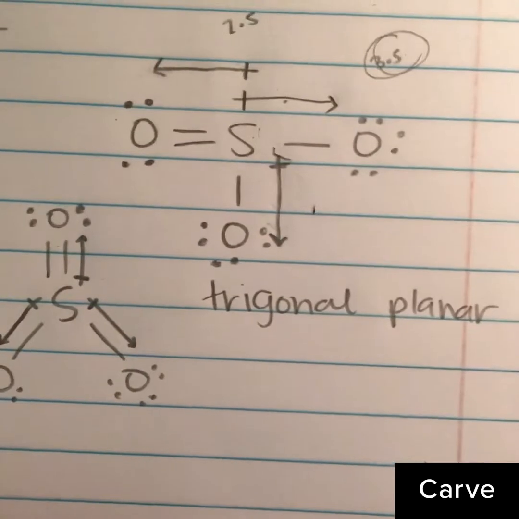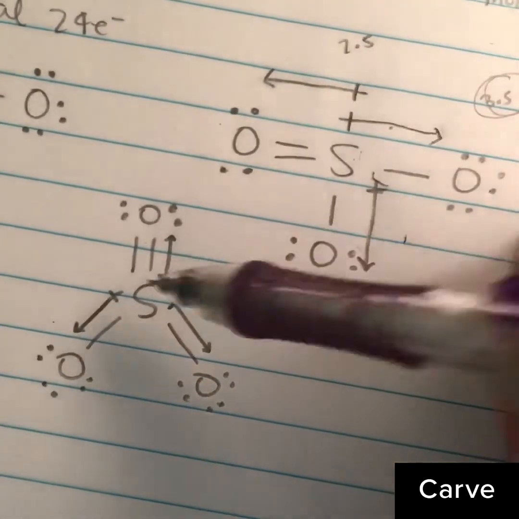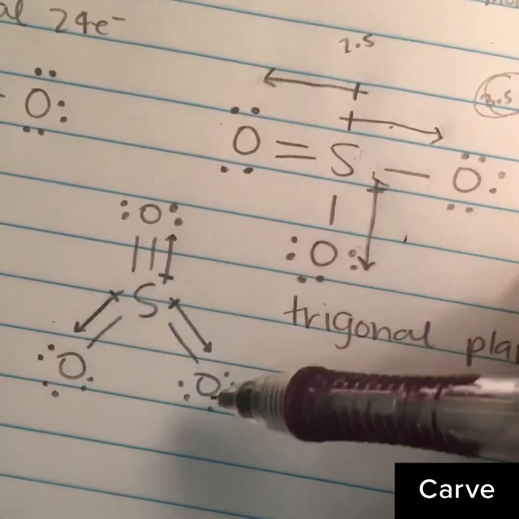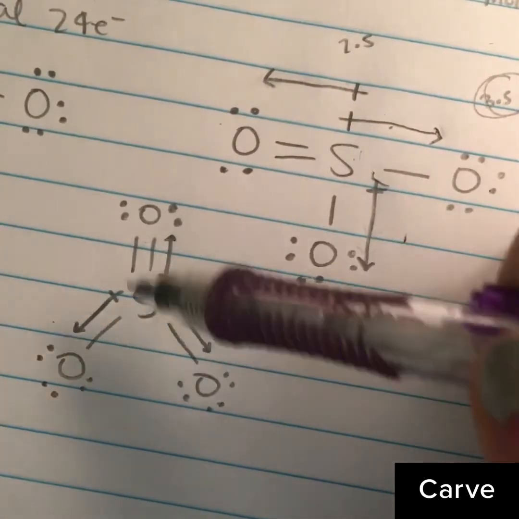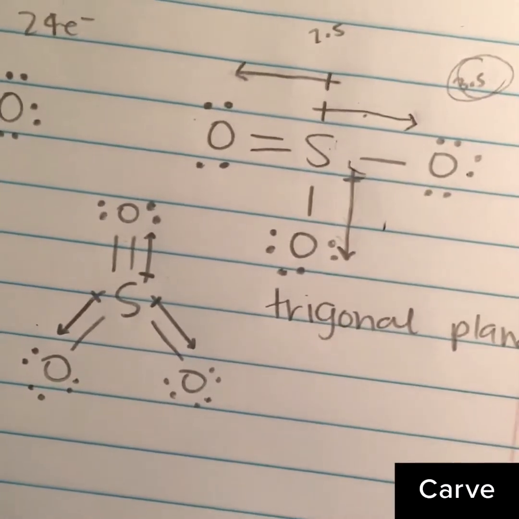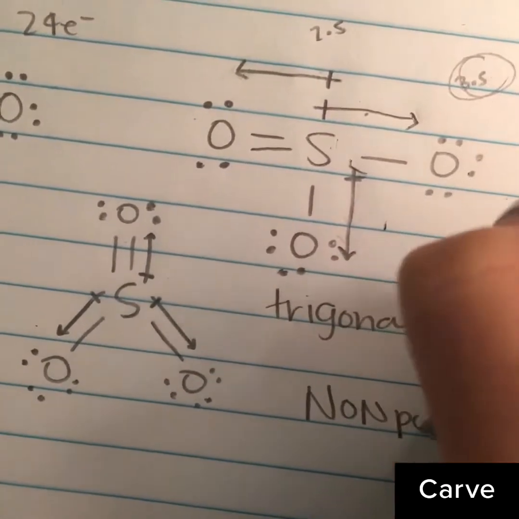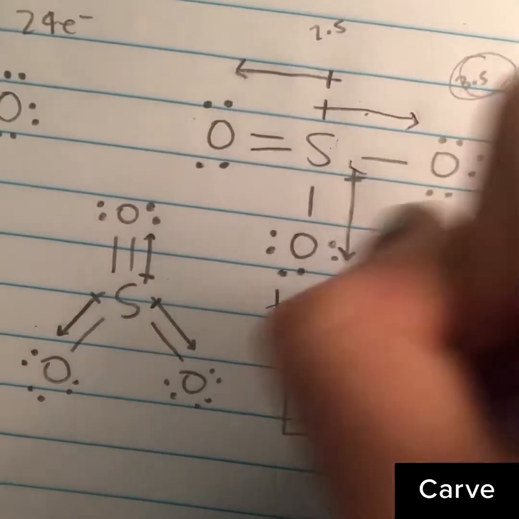So that means that you have a trigonal planar, and so all your dipoles are going to start in the middle at the S and point out towards the O. And they're all going to be equal in length, and they're also all going to cancel because they are all the same. So then you can determine that this is a nonpolar molecule.